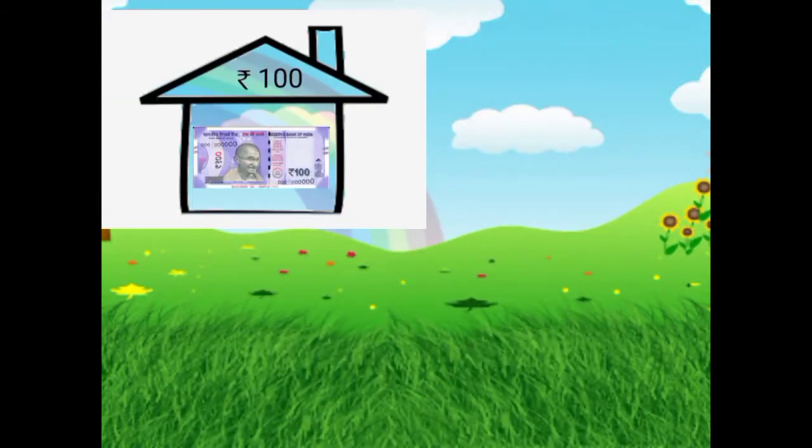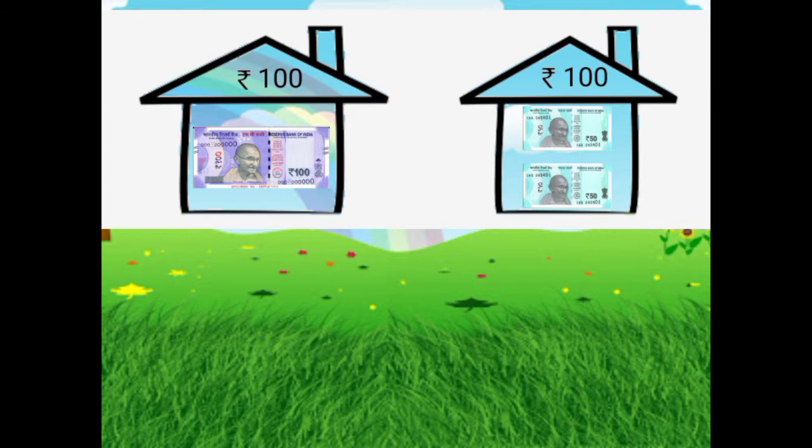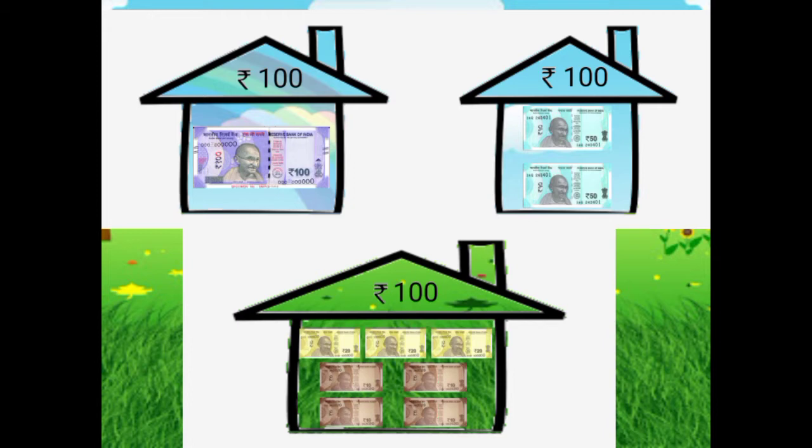Next, 100 rupees house. So in 100 rupees house, you can see note of 100 rupees. But you can exchange with 2 notes of 50 rupees. Otherwise, you can exchange with 3 notes of 20 rupees and 4 notes of 10 rupees. See, 20 plus 20 is 40, 40 plus 20 is 60, 60 plus 10 is 70, 70 plus 10 is 80, 80 plus 10 is 90 and 90 plus 10 is 100. So this is house of 100 rupees.